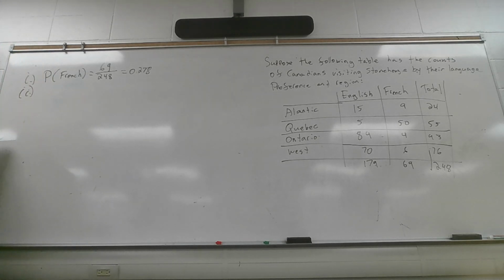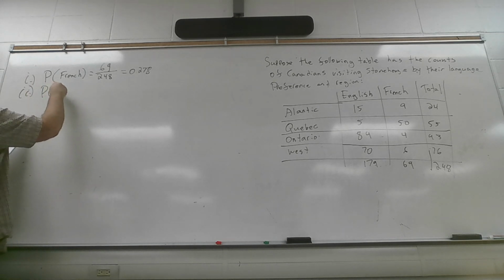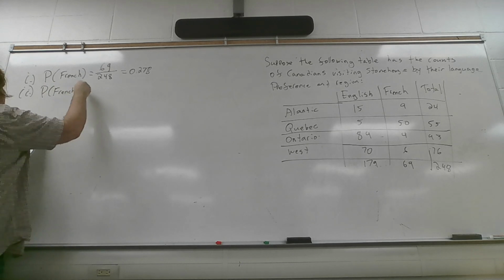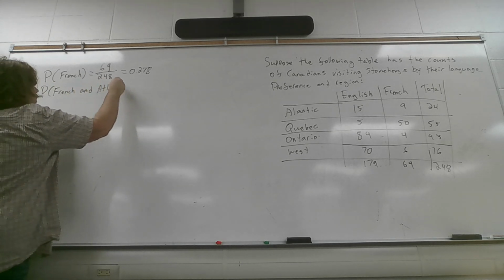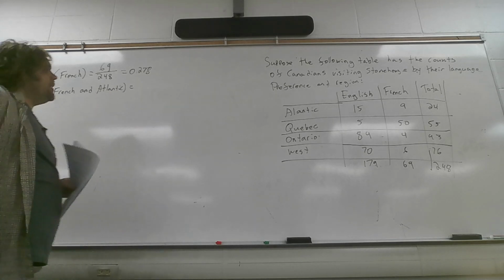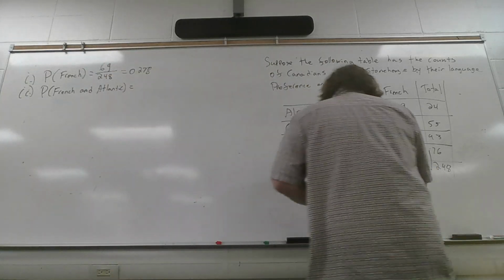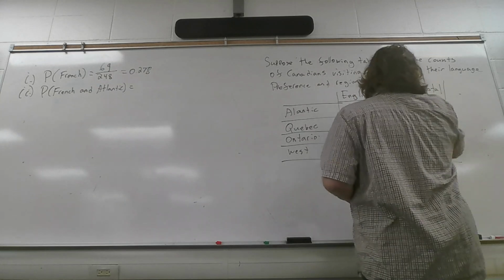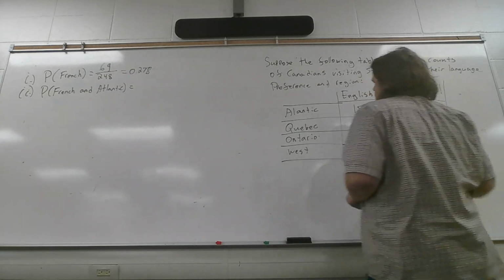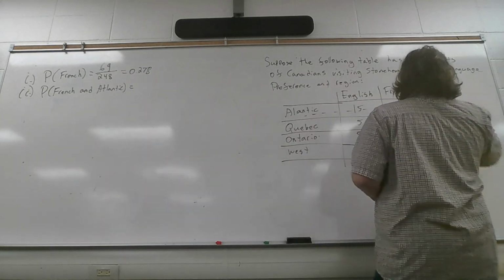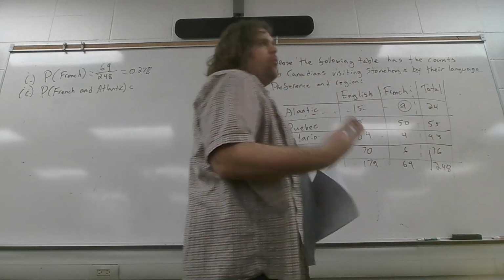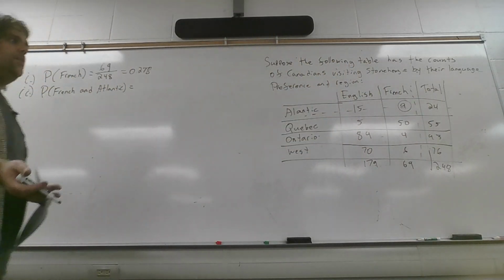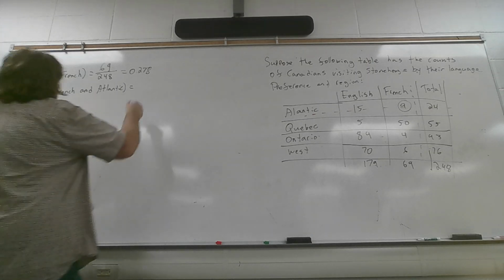Okay, another one. What is the probability that someone is a French speaker and is from the Atlantic? Again, we look at this and say, okay, this down here is French speakers. This over here is people from the Atlantic. So this specific number, that 9, is the people who are both. So it's 9 out of 248, not very many.